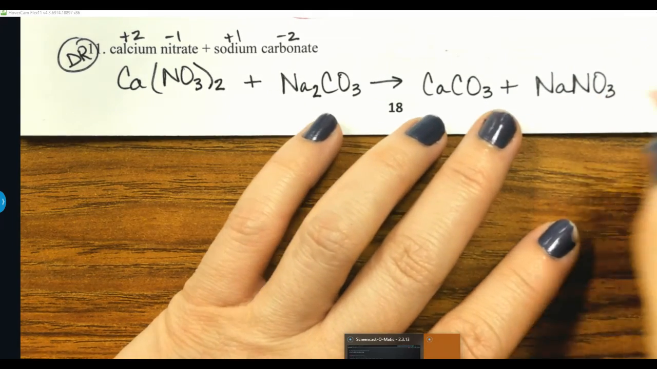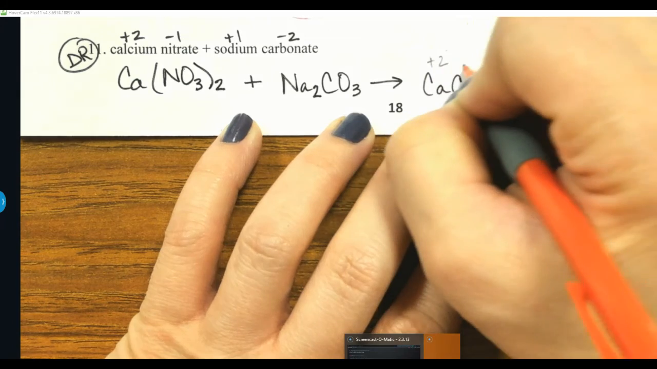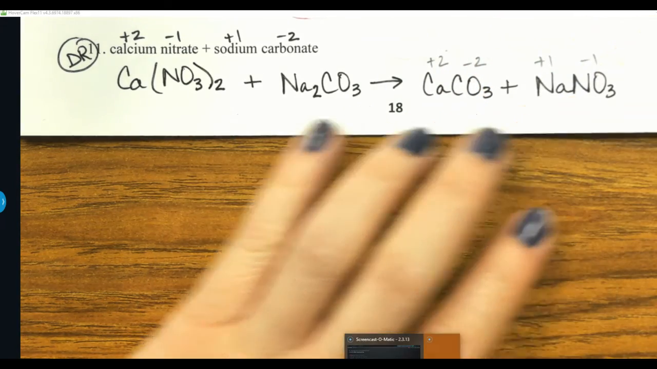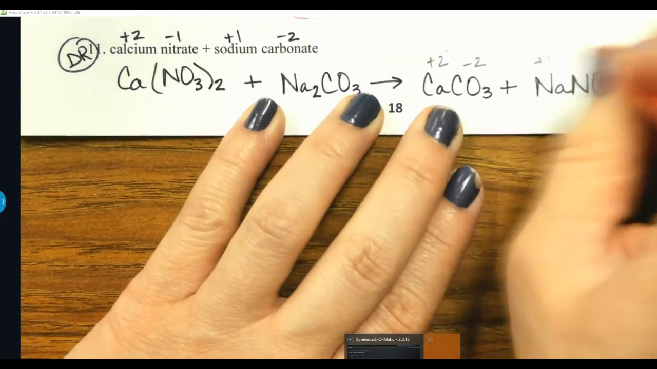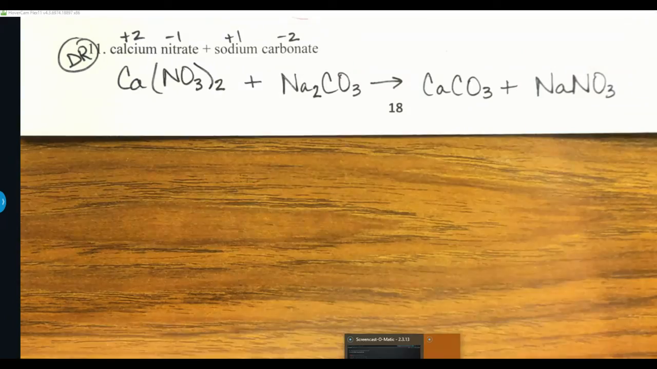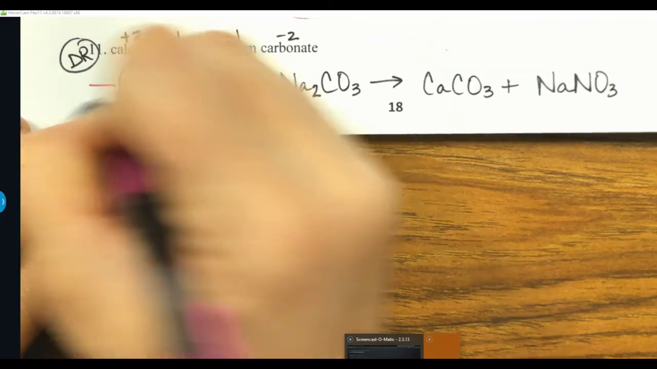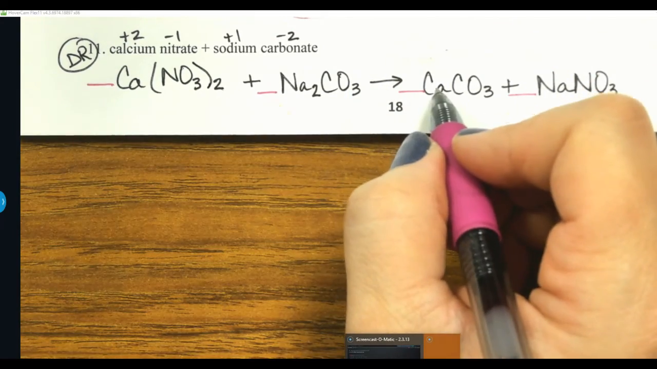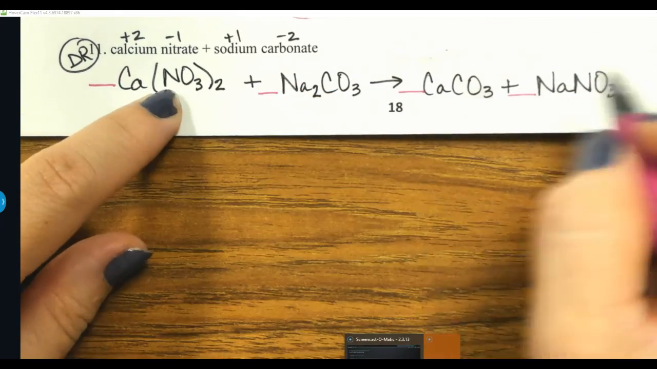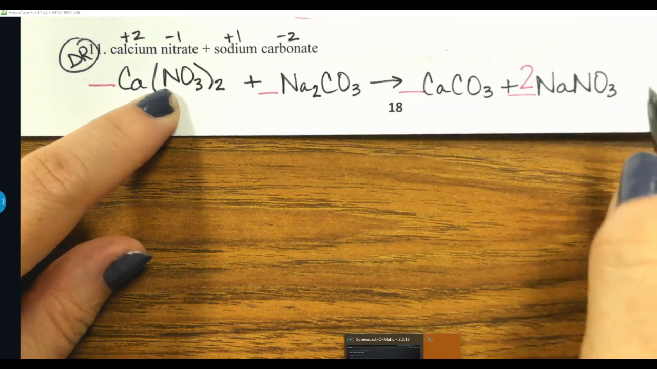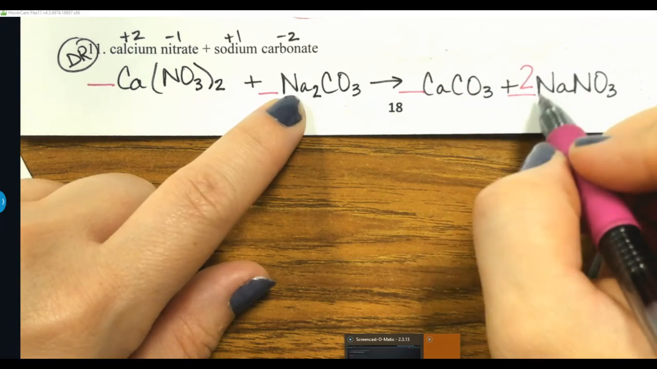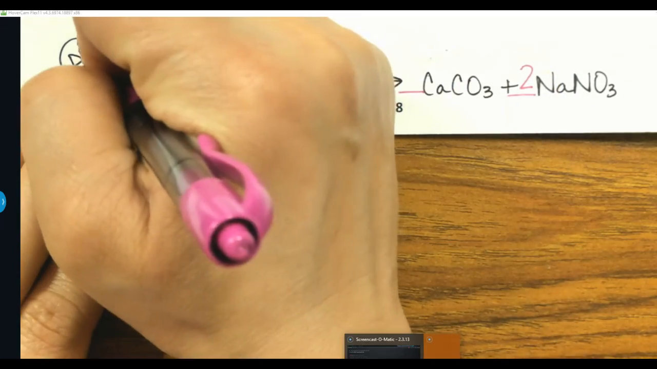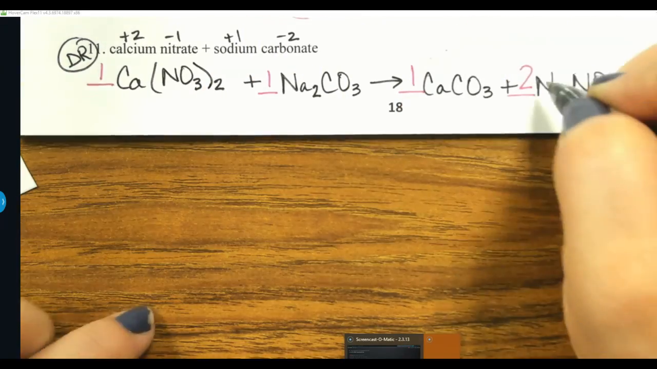Now on the right side, we need to balance our charges. We have +2 minus 2 are going to cancel, and this is +1 minus 1, and those are going to cancel. So my charges are now balanced. Finally, I need to balance my coefficient. So it's going to be 1, 1, 2 nitrates, 1 nitrate, so I'm going to put a 2 there. 2 sodium, and now this gives me 2 sodium, 1 carbonate, 1 carbonate. So this is going to be 1, 1, 1, 2.